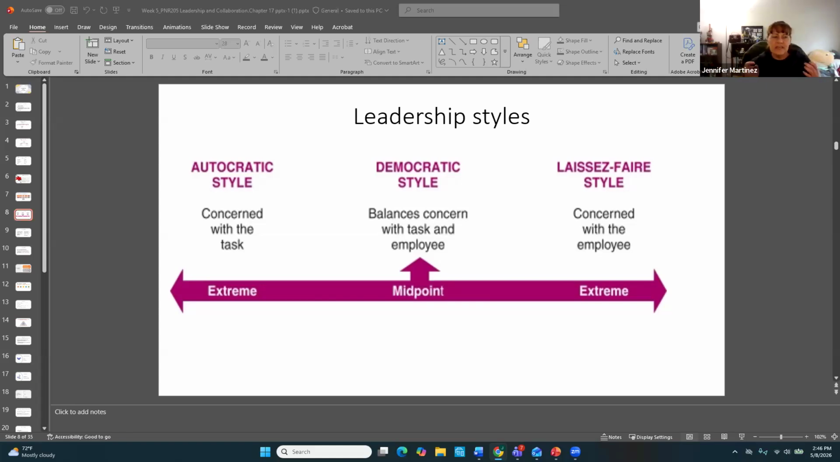So the balance is the concern with the task, but also the employee, right? I want your feedback. What do you think that we could do better? And what does laissez-faire sound like?